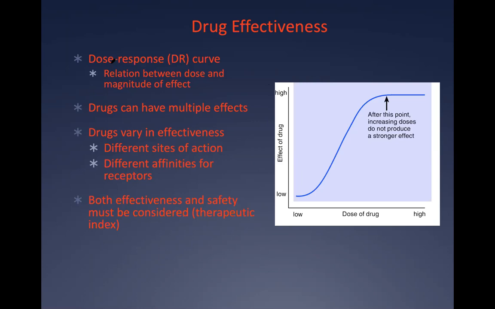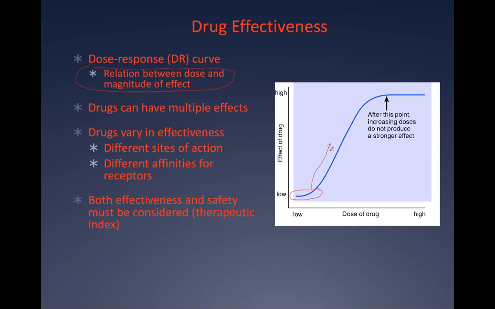So this dose response curve, which is in a sigmoidal shape, is really what you're getting to, Jason, with your question: there's a relationship between the dose and the magnitude of the effect, so the response. Here you see, as we start off with a low dose, we would expect not to see too many therapeutic effects. But as we increase the dose, we would see an increase in the therapeutic response.